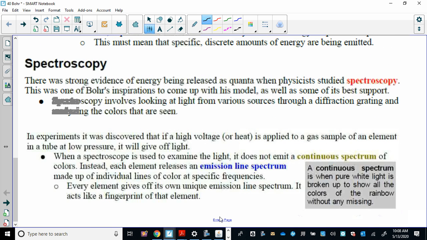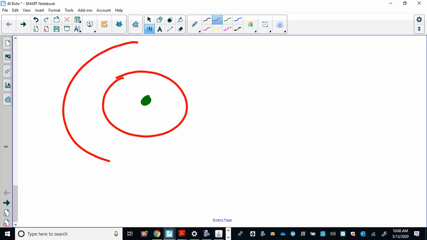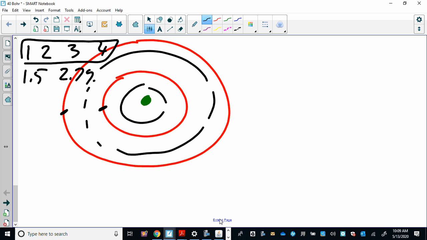So if you have a nucleus here, then you could have an electron orbiting at this level or at this level, but you couldn't have anything in between those levels. So the electron could exist here or the electron could exist here, but not in between. And that is a concept of quantization, right? It can be a 1 or a 2 or a 3 or a 4, but it can't be a 1.5 or a 2.79. And it can only exist at these levels.